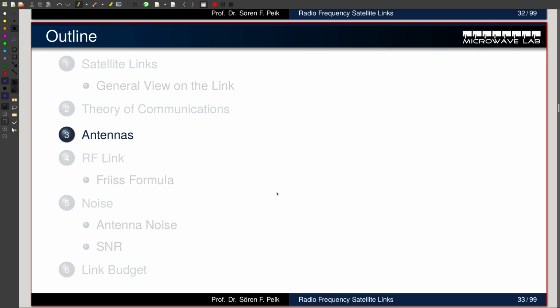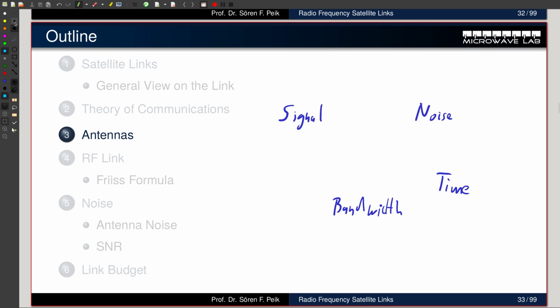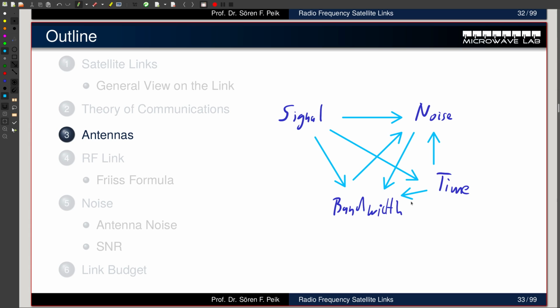Okay, that's it already for the small introduction into information theory. Please keep in mind it's all about signal strength, noise, bandwidth, and time. They are interconnected with each other somehow, and you have to keep the balance of the four things. And that's what we have to deal with in the next chapters.